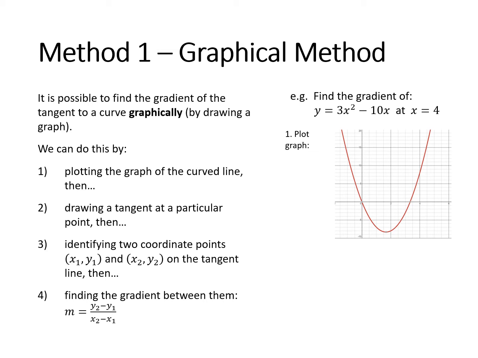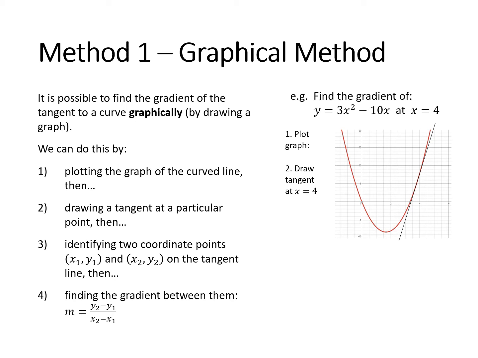The next thing to do is we need to find where we're going to find the gradient. We're going to find the gradient when x equals 4, so we need to draw a tangent to the curve when x equals 4. So that's what it looks like. I've just drawn it in black there, and then that's our gradient really. We're trying to find the gradient of that line.